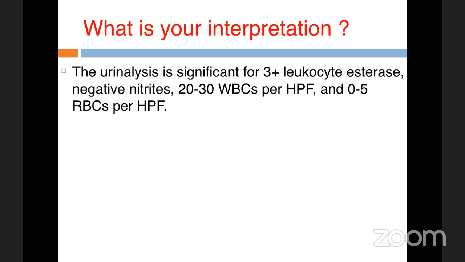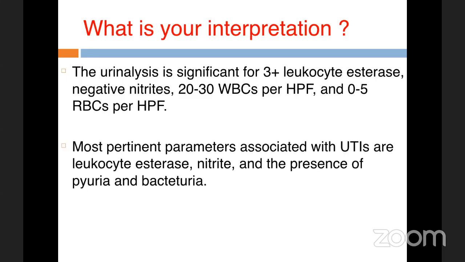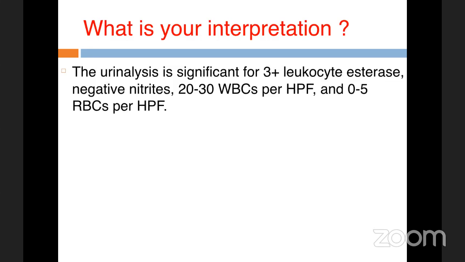So what's your interpretation? The urine analysis of this child has come out as 3+ leukocyte esterase. Nitrites are negative, 20 to 30 WBCs per high power field and 0 to 5 RBCs per high power field. So I would take that since it is 3+ leukocyte esterase, it's going to be positive for infection, and negative nitrites.